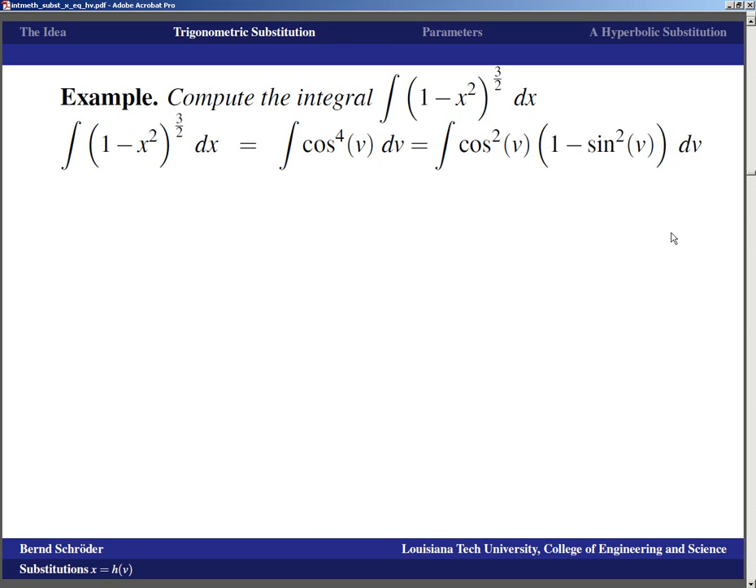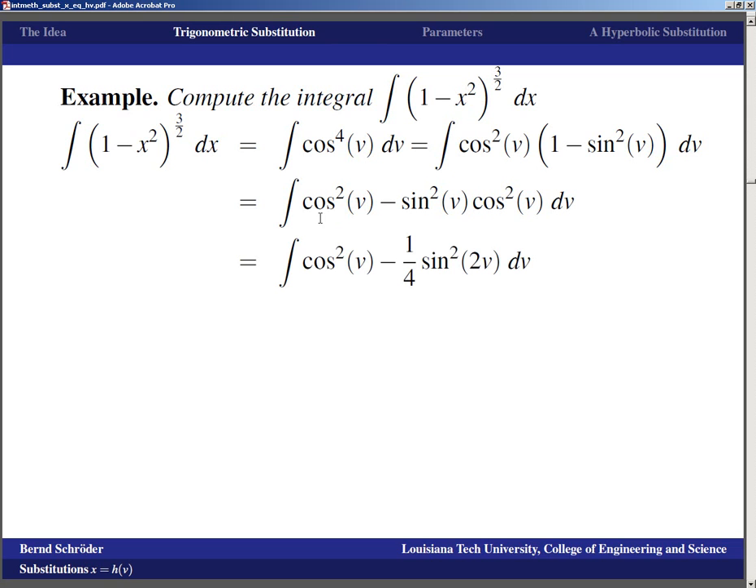Again, the highlighting doesn't work too well with slides generated like this, but of course cosine squared of v is 1 minus sine squared v. Alright, so then as we multiply out the parentheses, the integral of cosine squared v minus sine squared v times cosine squared v. And the sine squared times the cosine squared, let's see, we know that the product of the sine and the cosine is 1/2 sine of twice the argument.